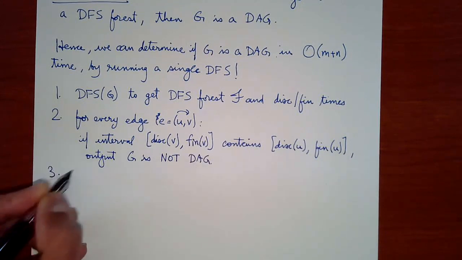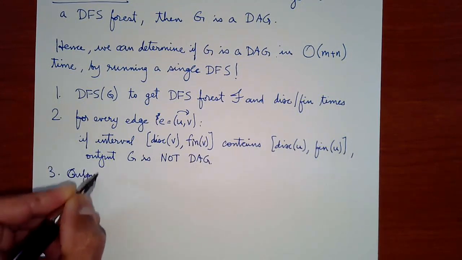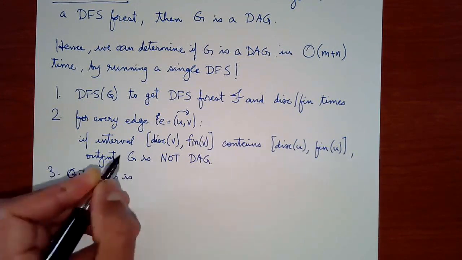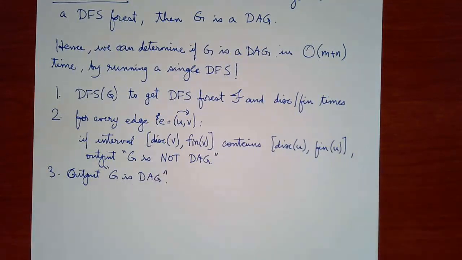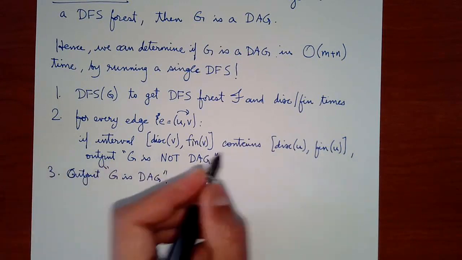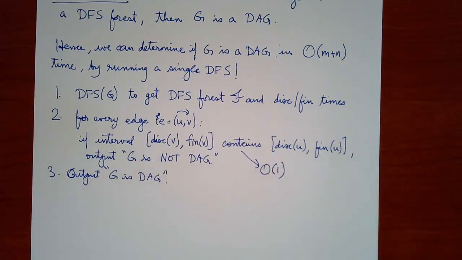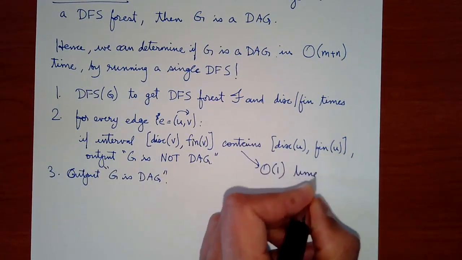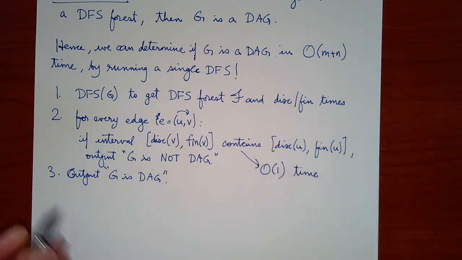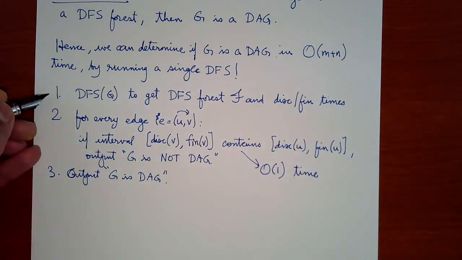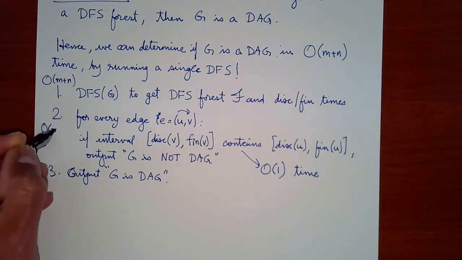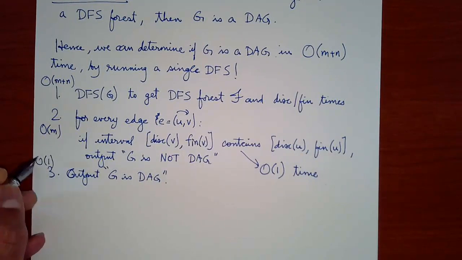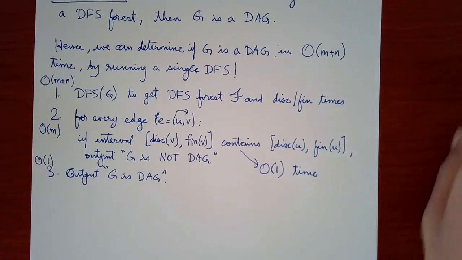And if you run through this loop, you can just output G is a DAG. Okay? So this is just linear time, because this is just a constant time operation. This is O of 1 time. So the first step runs in O of m plus n. The second step runs in O of m. Third is, of course, just constant time. So you have O of m plus n total, linear time.